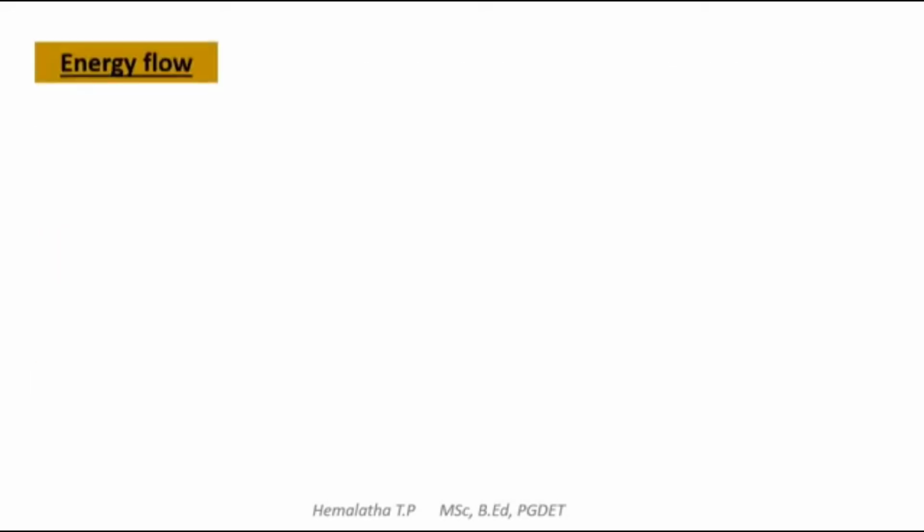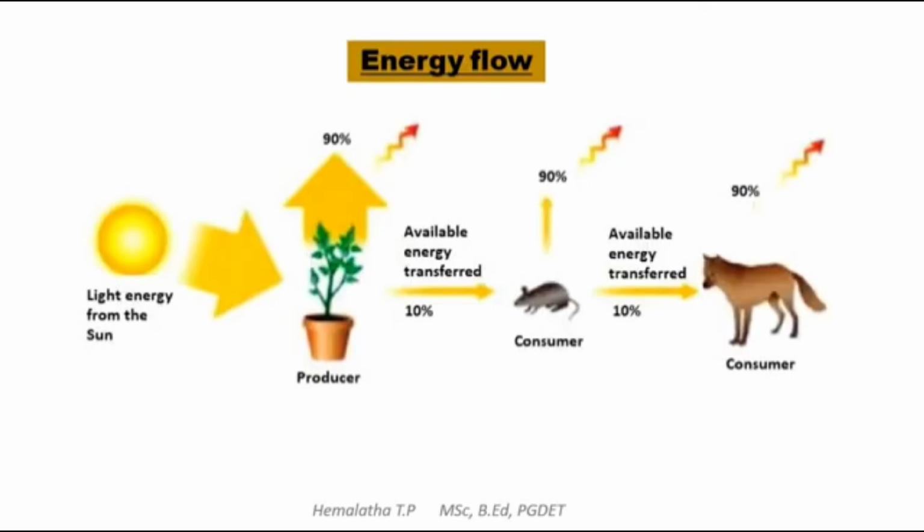So the next functional unit is energy flow. So what happens in the energy flow? Energy will be transferred from one trophic level to the other trophic level. Here you can see our ultimate source of energy is the sun. So the sun is the ultimate source of energy.